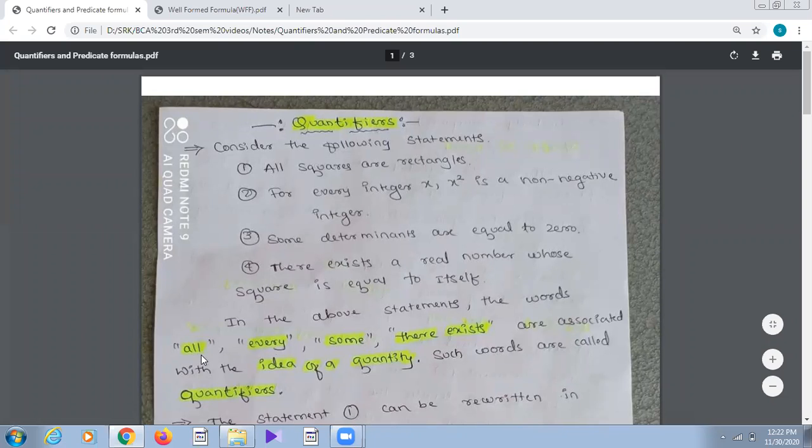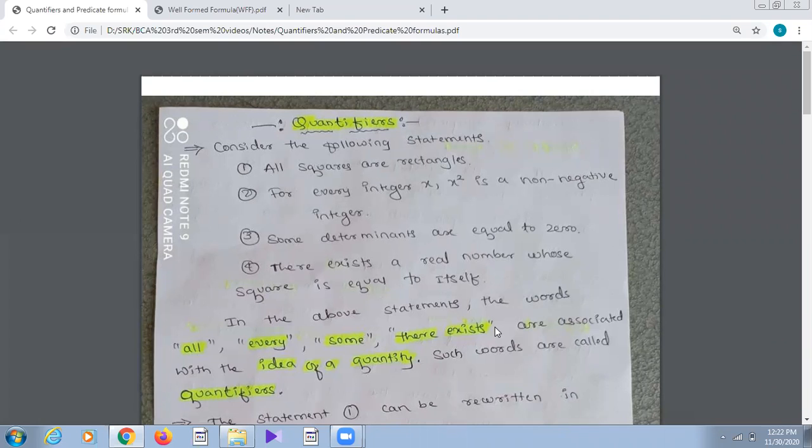What are the phrases? Some phrases are all, every, some, there exist, at least one, for each, for every. So these words are telling about the quantity of any idea, the quantity of anything. So that is called quantifiers. And there are two types of quantifier, that is universal quantifier and existential quantifier.